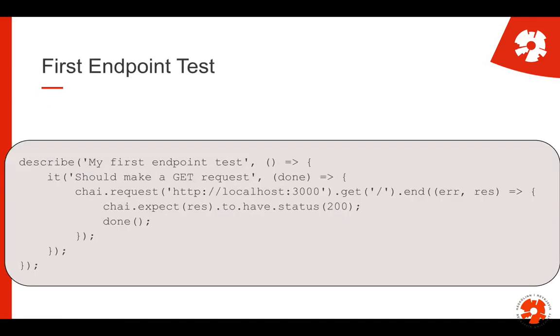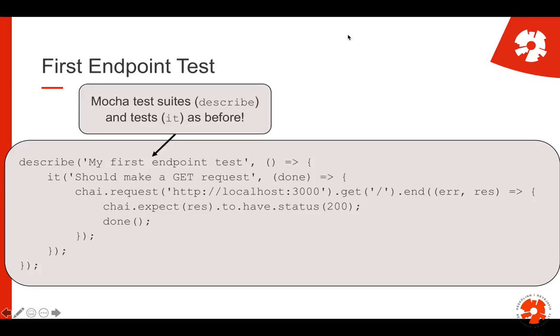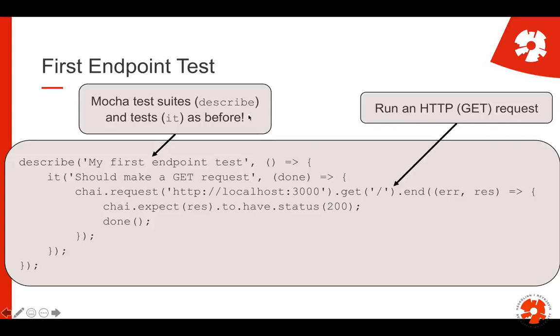Tests look fairly similar to before. We have describe to set up a test suite, and it to describe a single test. Then we use the same chai expect as before, but now we use different methods that help us to make a request. So we have test suites and tests as we did before, and then we can use chaiHTTP to run a request. You see here it says chai.request, the URL, .get, which path we want to address, and then .end sends the request. In this .end we wait for a response, and then we do our assertions.